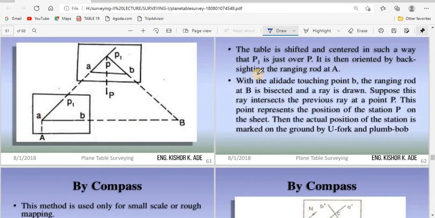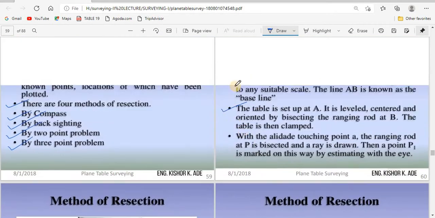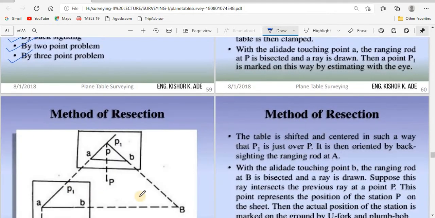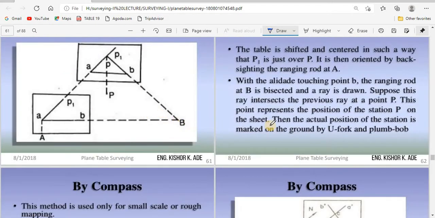Okay, after drawing it on a drawing sheet, attach that drawing sheet to your plane table, and then you have to establish it on your station A. At point A you will have to perform your centering and leveling work, so that centering is done with the help of your U-fork, so that point A exactly coincides with the ground point. Okay, after that, the second point is that the table is set up at A. It is leveled, centered, and oriented, and obviously you have to do the orientation with the help of point B.